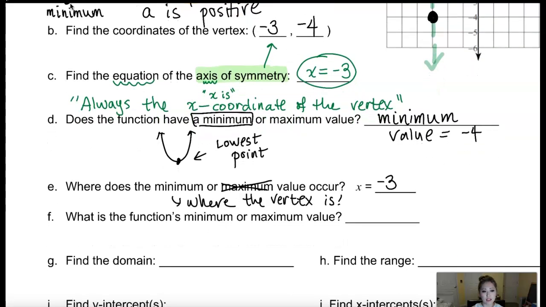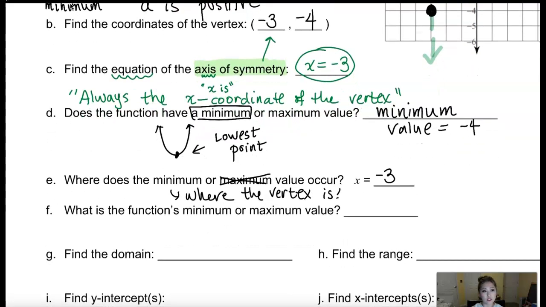And F is asking, what is the function's minimum or maximum value? We know it has a minimum value, so let me just cross out the word maximum. And the lowest value, what is the lowest y value this graph will have? We know that is -4. And this is nothing more than the y coordinate of the vertex.